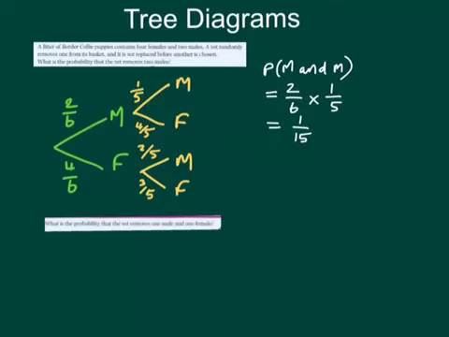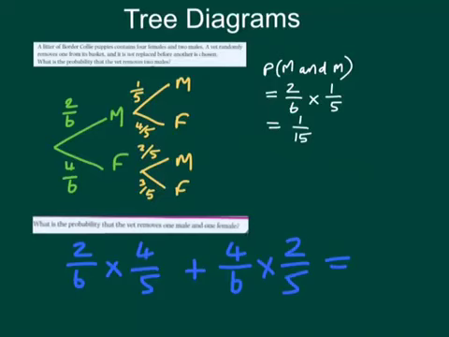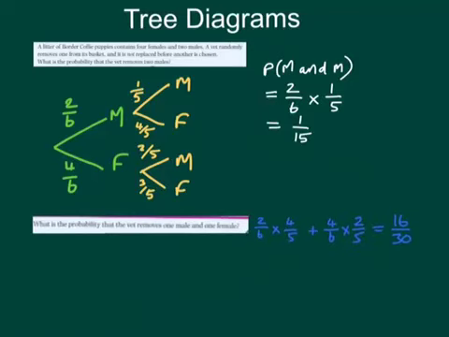Right, so we've added in a second part to the question. It says, what's the probability that the vet removes 1 male and 1 female? There's 2 situations in which that could happen. It could be male-female, or it could be female-male. So you need the probability of male-female plus the probability of female-male, which gives you 16/30. As in the case with all fraction questions, you can simplify your answer to give you 8/15.